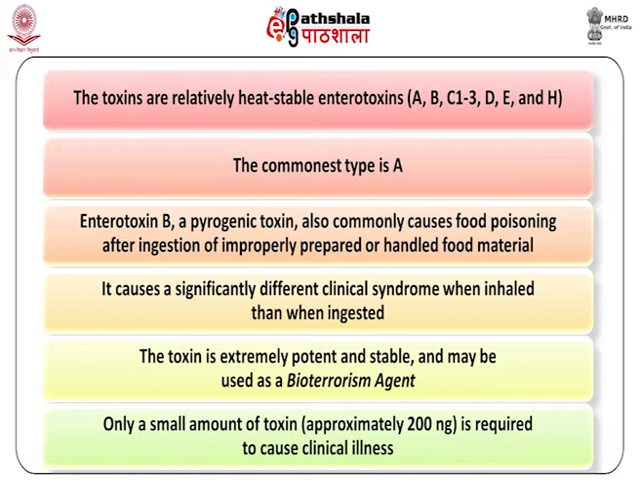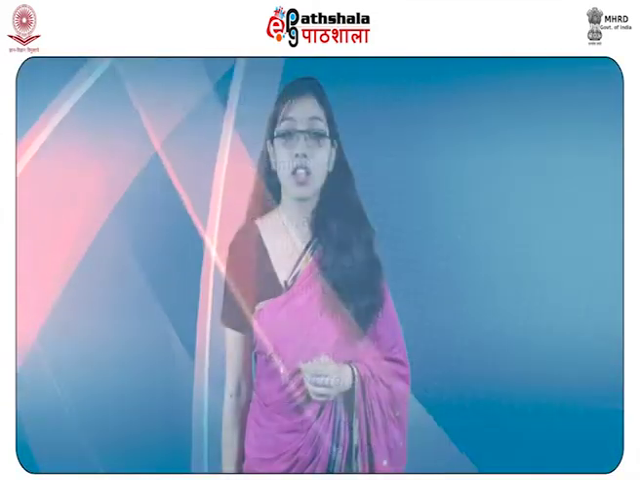Only a small amount of toxin, that is approximately 200 nanograms, is required to cause the clinical illness. However, large numbers of organisms may be present in food in order to produce enough enterotoxin to cause an illness, that is 10^6 organisms per gram or more. Aerosol incapacitating dose amounts to about 30 nanograms per person, while the lethal dose is approximately 1.7 micrograms per person.